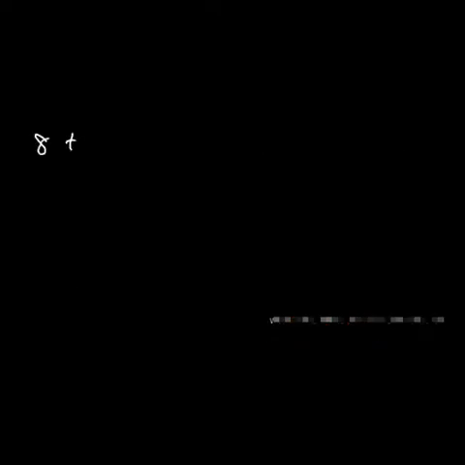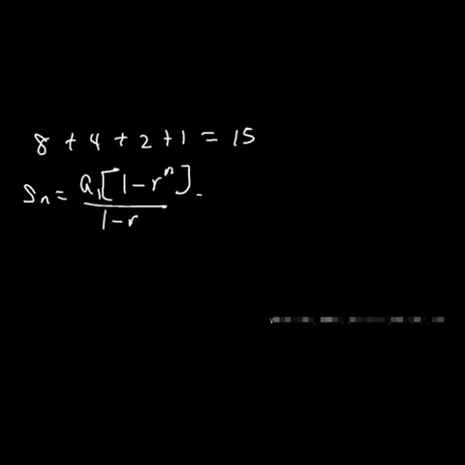But now let's find another way, an equation that can give us this sum, which we know is 15. For a geometric sequence, you want to use this equation if it's a finite sum, meaning there's an end to it. So it's the first term times 1 minus r raised to the n over 1 minus r. The first term is 8. The common ratio, we said, is a half, but it's raised to n. And we're looking for the sum of the first 4 terms, so n is 4.